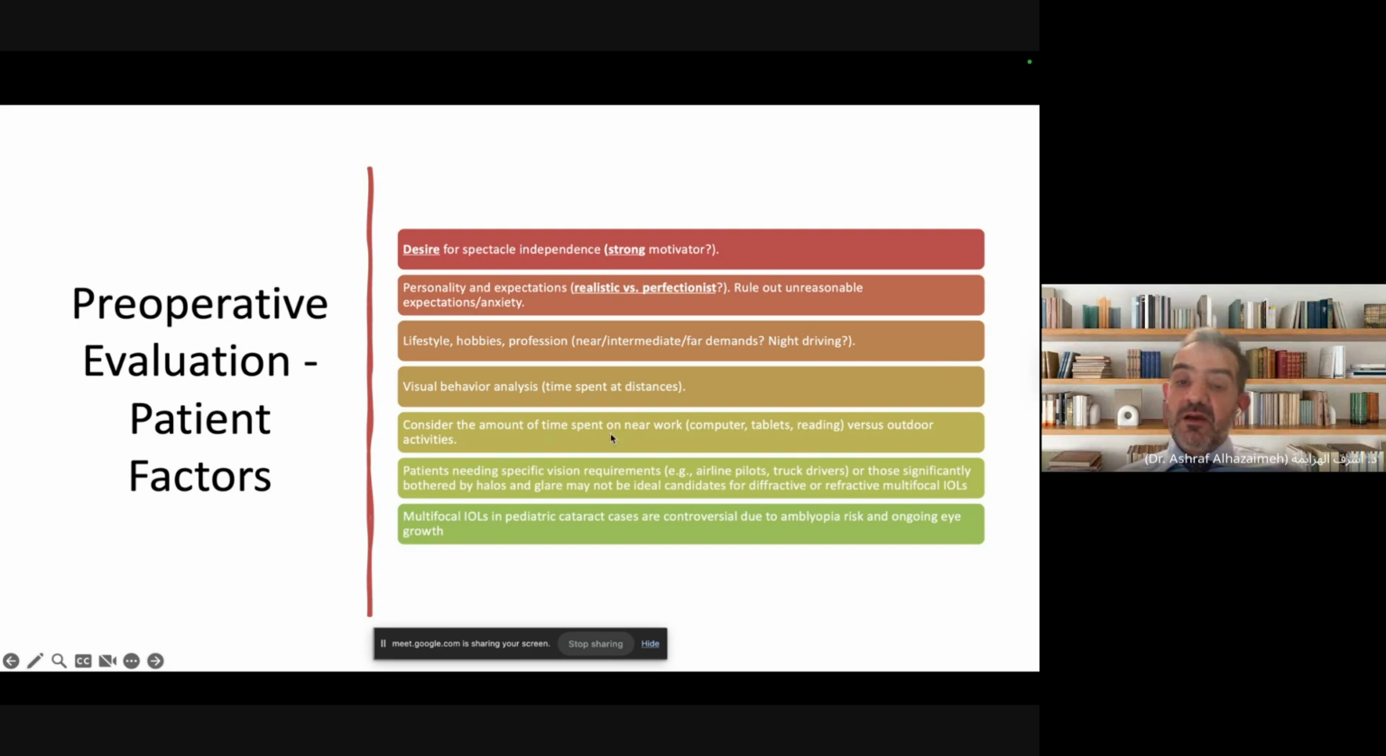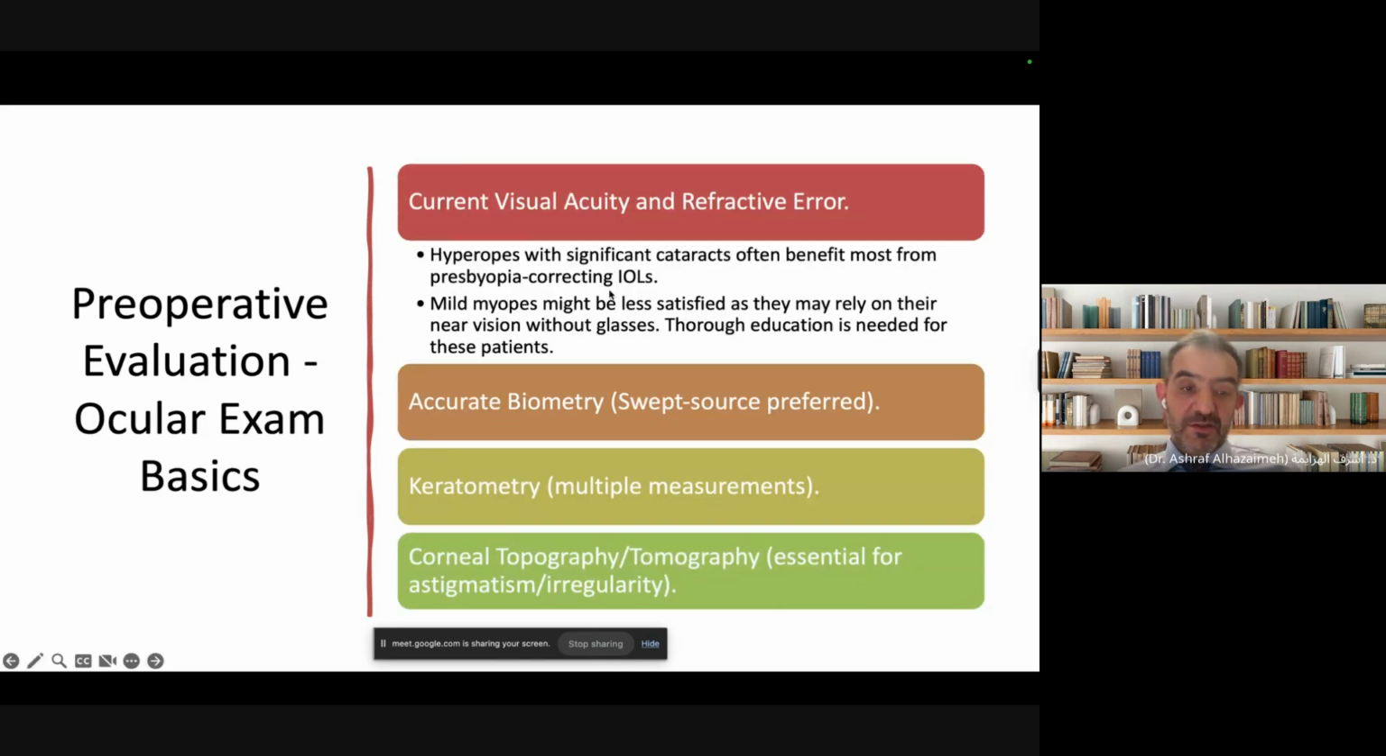Ask the patient's occupation. Is he an airline pilot? If he's an airline pilot, I would think less of multifocal because of these halos and glares, and also for patients who are truck drivers. For pediatric patients, there's a controversy going on about whether you should implant a multifocal IOL in pediatric cataract. The consensus is toward not implanting a multifocal IOL because of the risk of amblyopia in these patients.